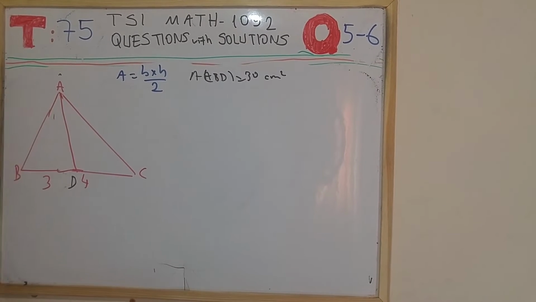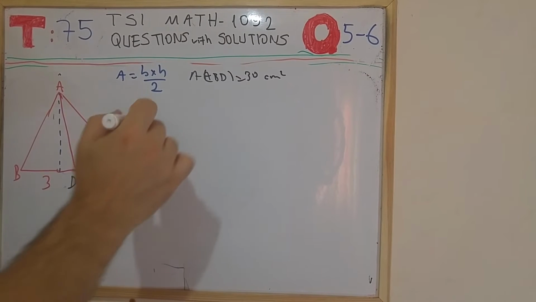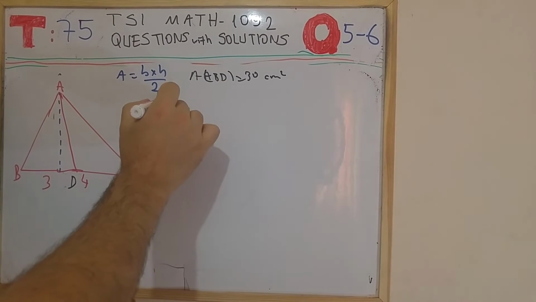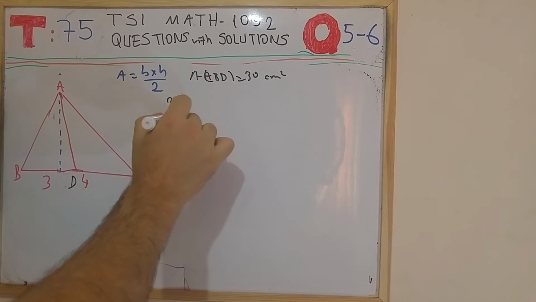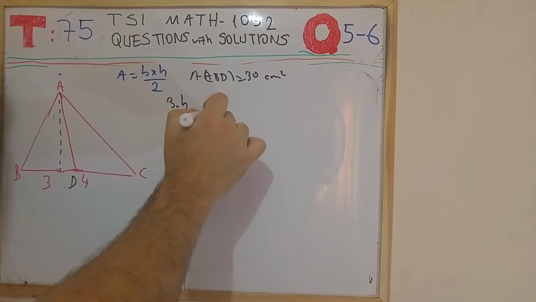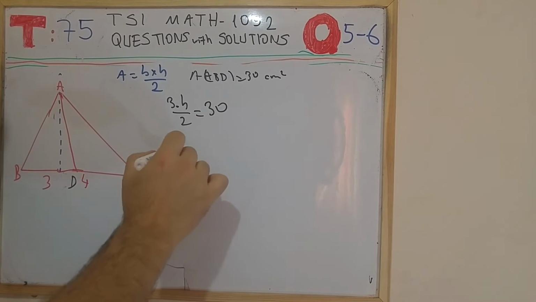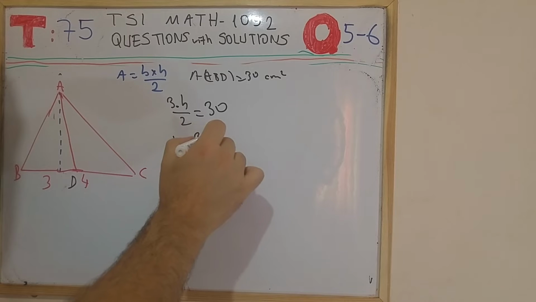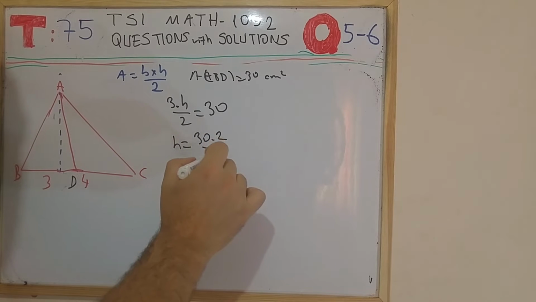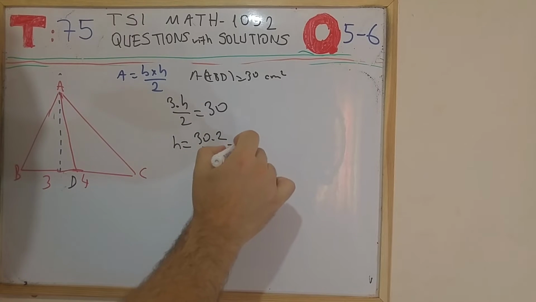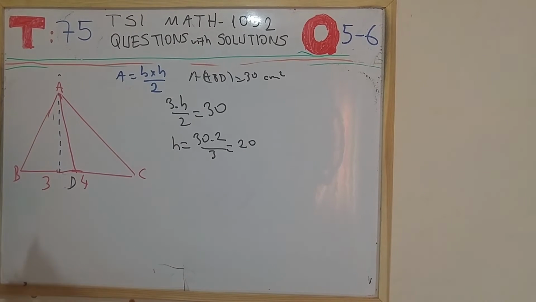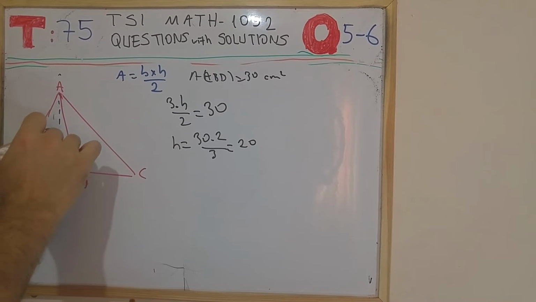And as you know, the area of a triangle is equal to base times height over 2. So let's find out the height of this triangle. Base is equal to 3 here, times height over 2 is equal to 30. So the height is equal to 30 times 2 over 3, which is equal to 20. So this height is equal to 20.